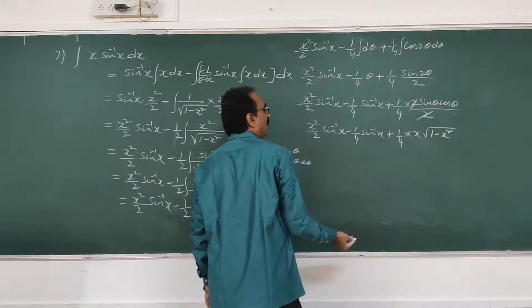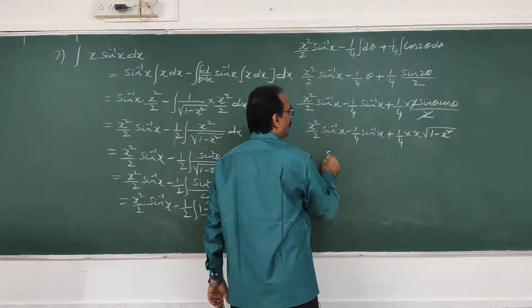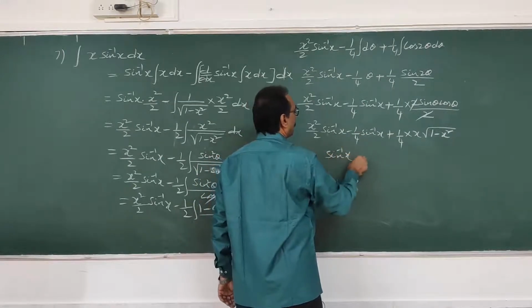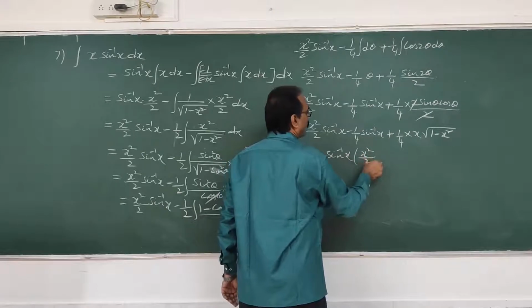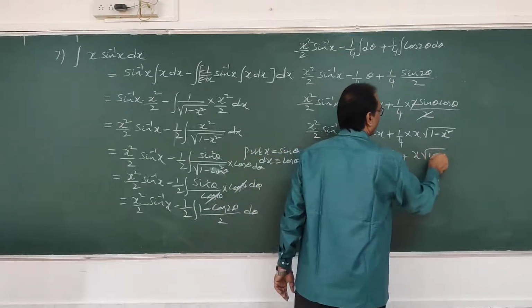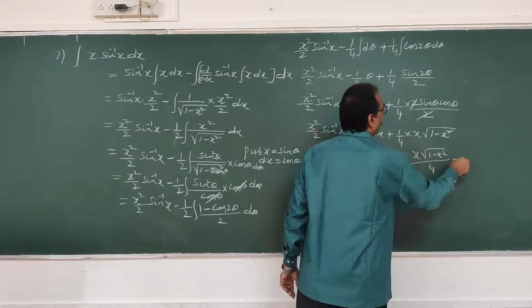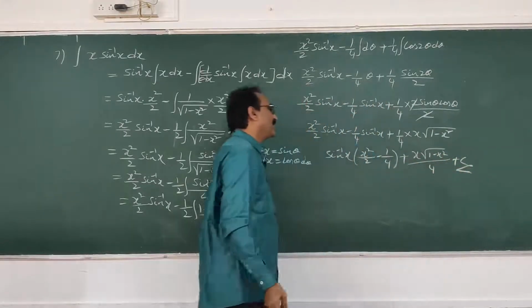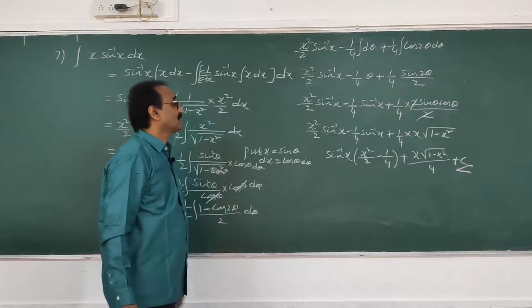So this is what you got. If you want to take sin inverse x common here, you can take sin inverse x common. If you want, you can write x square by 2 minus 1 by 4, sin inverse x, plus x into root of 1 minus x square by 4, plus c. Whatever format you want, you can do it. This is what x sin inverse x.